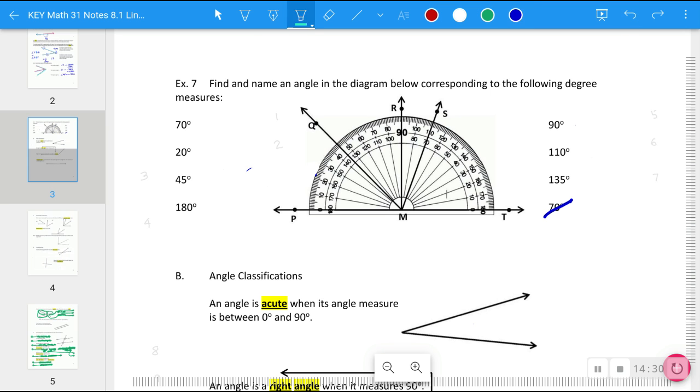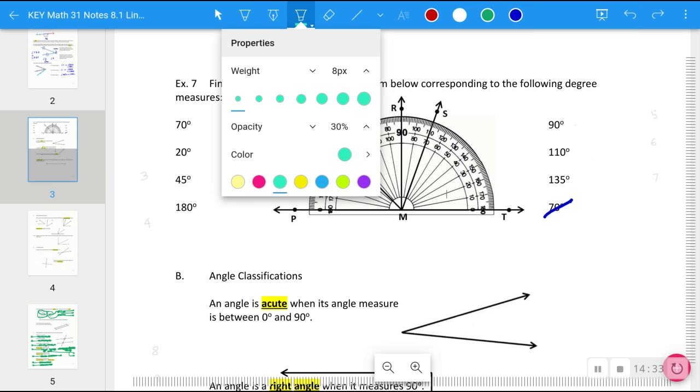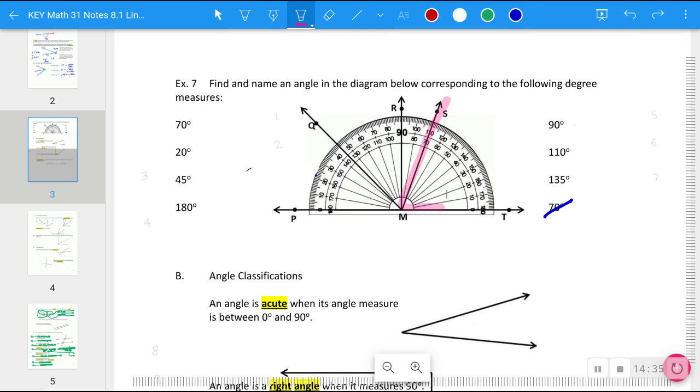Let me switch to the highlighter to make it a little easier for you. There's 70 degrees in there, and maybe you can tell: 10, 20, 30, 40, and these little marks, 41, 42, 43, 44, 45, 46, 47, 48, 49, 50, 60, 70. So you can see it goes all the way up to 70 there, and that would be the angle with a 70-degree measure. What angle is that? That's TMS or SMT.